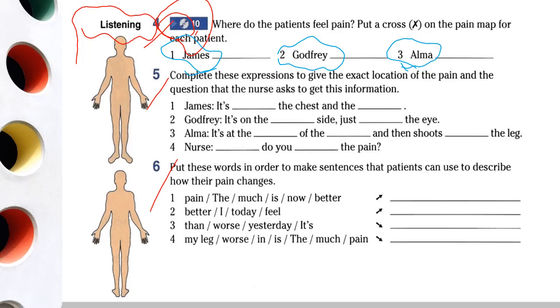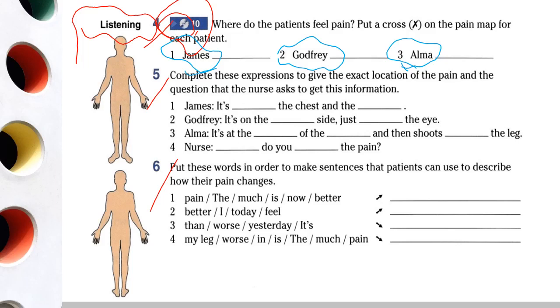It's really painful. Okay, so we have already listened to 3 conversations: between James and a nurse, between Godfrey and a nurse, between Alma and a nurse. Let's try together to answer exercise number 4. Where do the patients feel pain? Put a cross on the pain map for each patient.